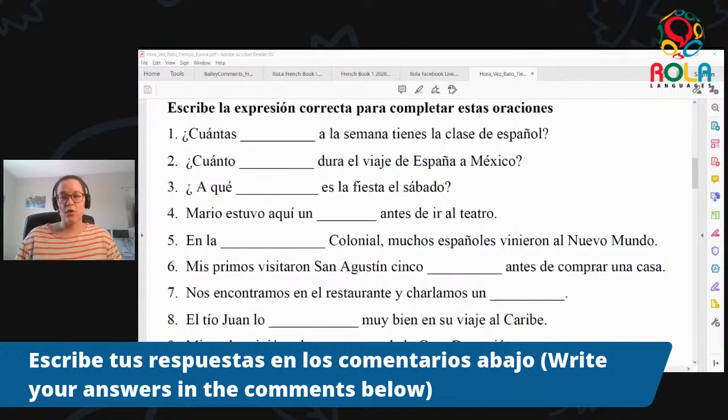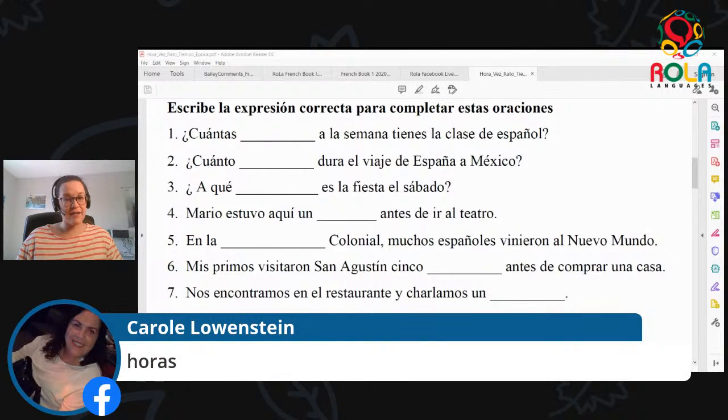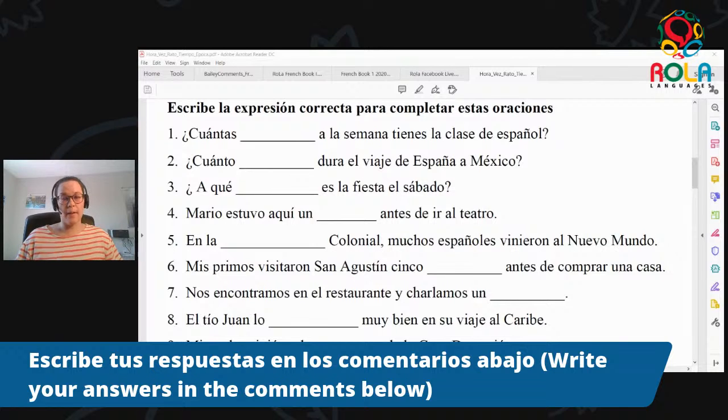Okay, so we have one suggestion. ¿Cuántas horas a la semana tienes la clase de español? And actually, this one would work. I think they're looking for a different answer, but this answer could work if we were saying, how many hours are you doing Spanish class per week? But there's another possibility, and that's veces. Like saying, how many times a week do you have Spanish class? So I think this is the primary answer they're looking for, but horas would also work here. So there's more than one answer. Okay, but número uno, veces.